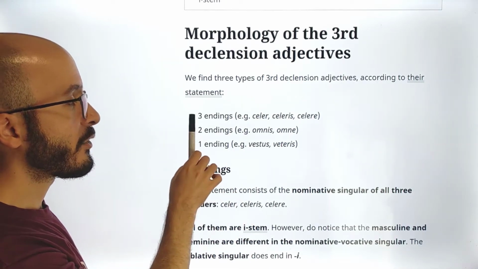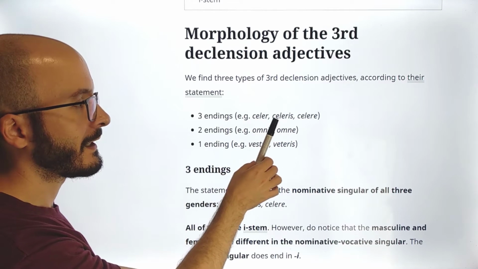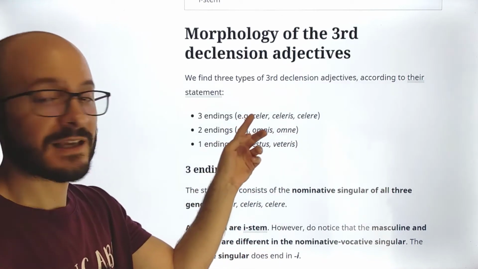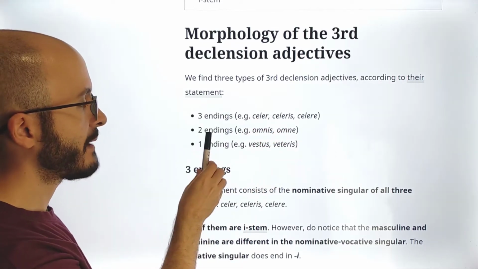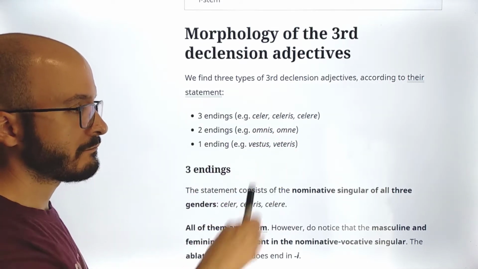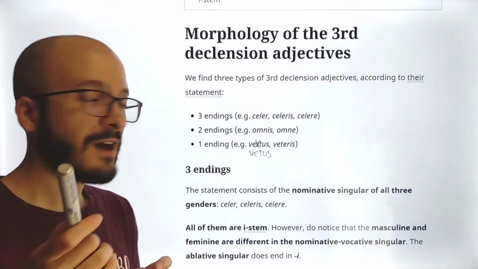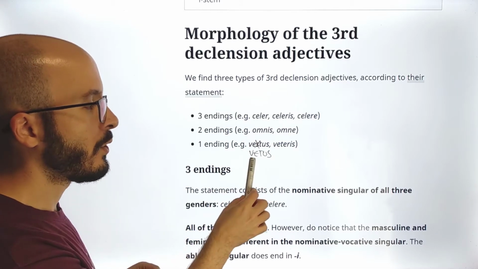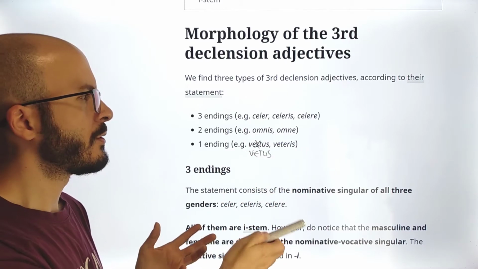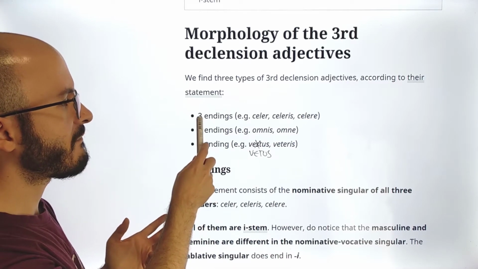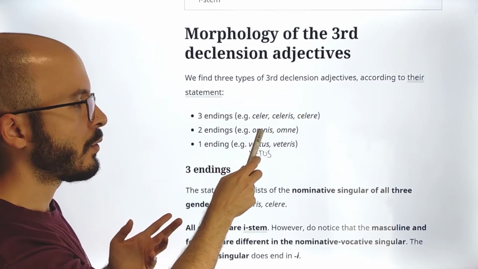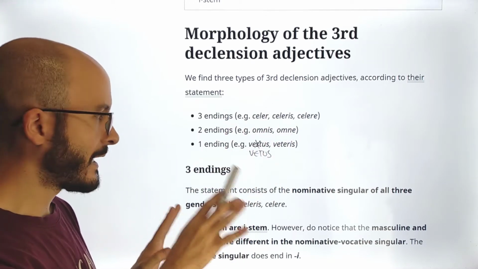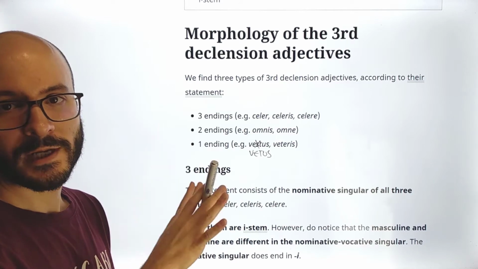So we have 3 endings. For example, celer, celeris, celere, which means quick, fast. For example, from there, accelerate. Then, for example, 2 endings: omnis, omne, everything, all. And then we have 1 ending, which, of course, there was a typo here. It's, for example, vetus, veteris. Now you might be wondering, okay, here we have 3 endings, 1, 2, 3, 2 endings, 1, 2, and here 1, 1, 2. Why? We will see. But let's do this in the correct order.